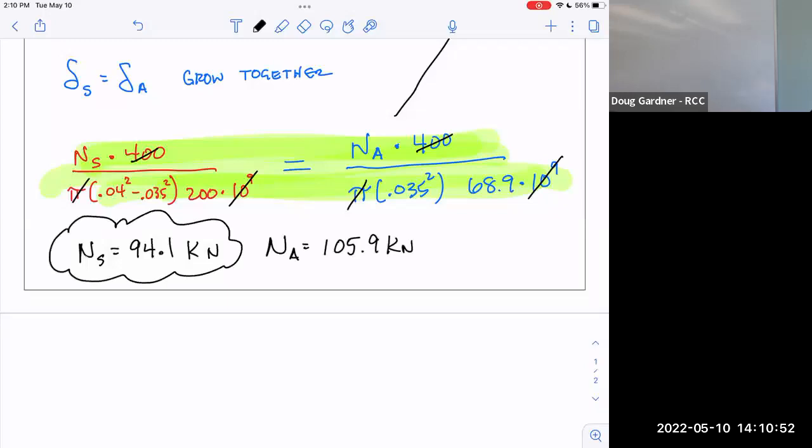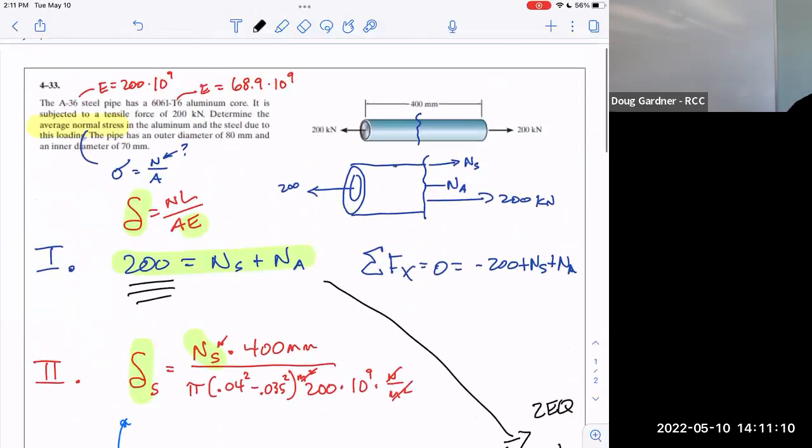Let's stare at those a second. Oh, of that 200, the aluminum had to work a little harder. Not a lot harder. Remember, we thought, oh, 50-50, 100-100. The aluminum had to work a little harder. Let's see if we can make sense of that.